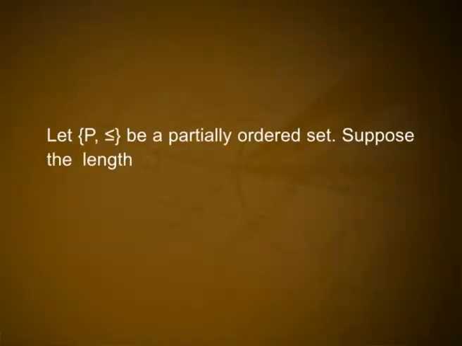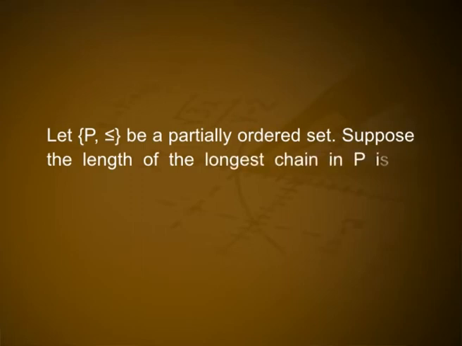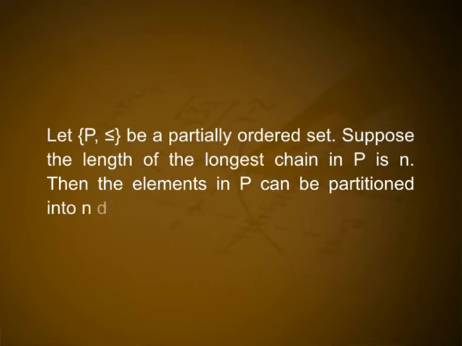The following theorem shows the relationship between chains and anti-chains. The theorem states: let (P, less than or equal to) be a partially ordered set. Suppose the length of the longest chain in P is n. Then the elements in P can be partitioned into n disjoint anti-chains. The proof is by induction on n. When n equals 1, there is nothing to prove.